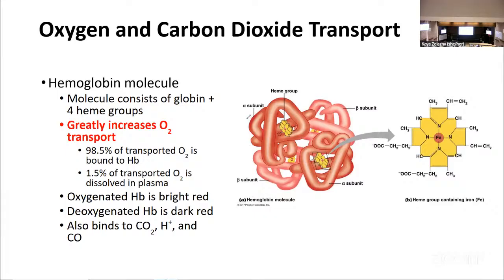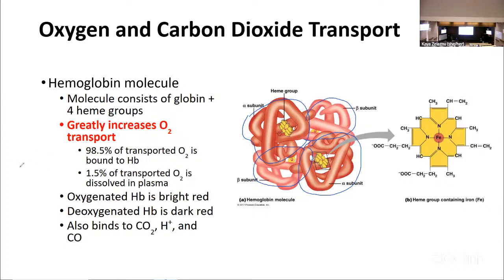Right? So hemoglobin has 4 pieces to it. So here we see our 4 subunits, right? They've got 2 in front in darker red and 2 in back in a lighter red. Okay, so these are the subunits. And each of those subunits consists of a globin part.